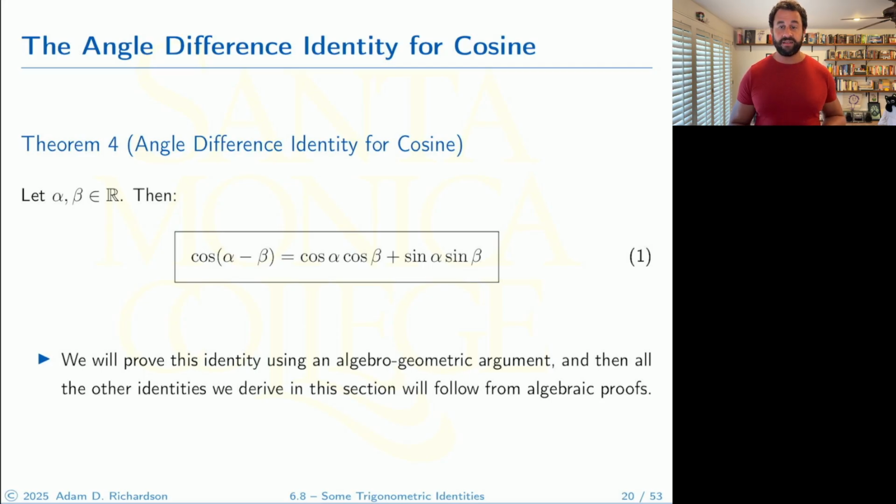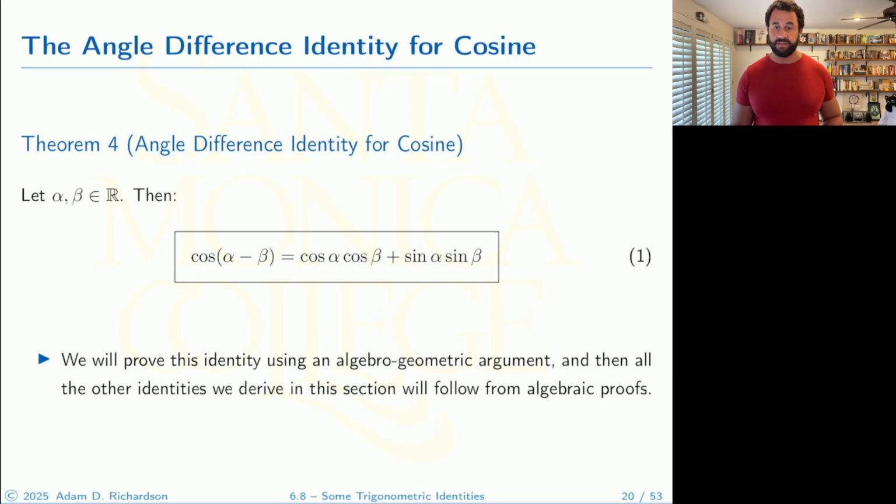Let me explain it, then we're going to prove it, and then we're going to prove a whole bunch more stuff after that. So here it is. Let alpha and beta be real numbers. Then cosine of alpha minus beta is equal to cosine alpha times cosine beta plus sine alpha times sine of beta. All right. This is what's called the angle difference identity for cosine.